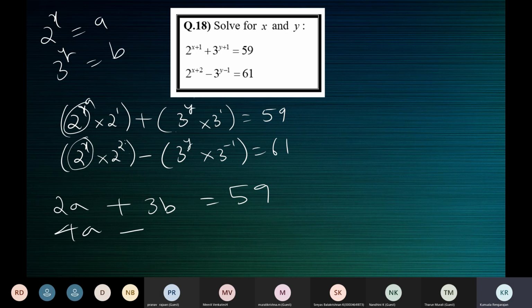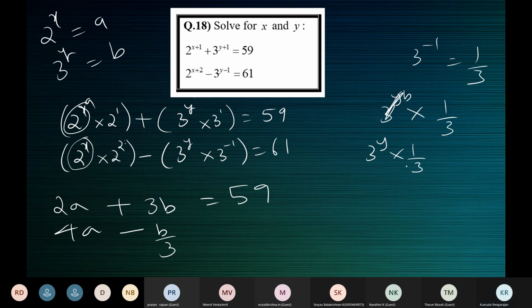3 power y is b. And what is 3 to the power minus 1? It's 1 by 3. So it's 3 to the power y into 1 by 3, and this is b. So b by 3 minus b by 3. I've shown all the steps in the answer slide, don't worry. You can see all the steps there. So b by 3 is equal to 61.